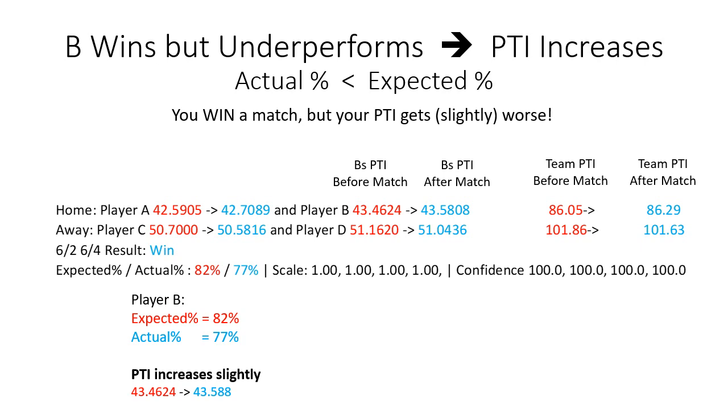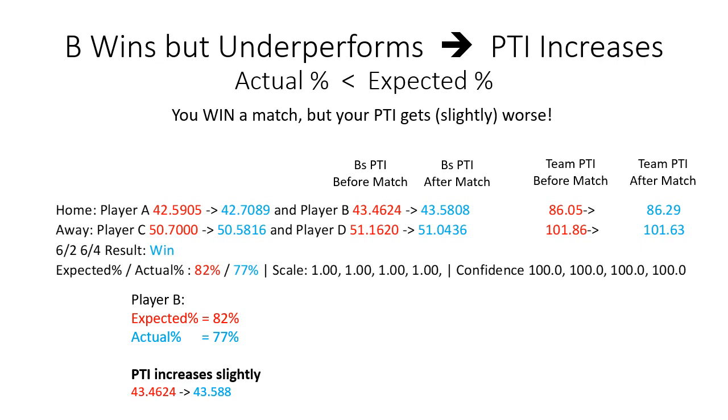The home team's combined PTI is 86.05 and their opponent's is 101.86. The home team is a pretty heavy favorite here, and its expected percent is 82%. However, even though they won the match, their actual percent was calculated to be 77%. So, player A and B of the home team actually experience a slight increase, or worsening, of their PTI.